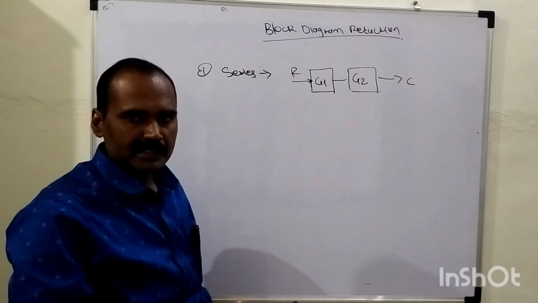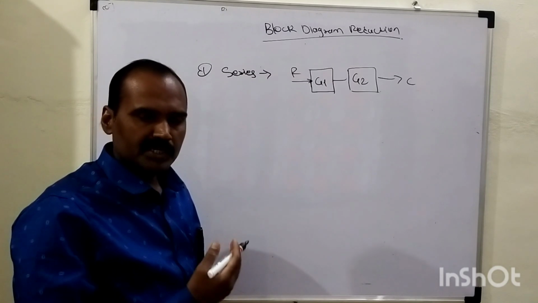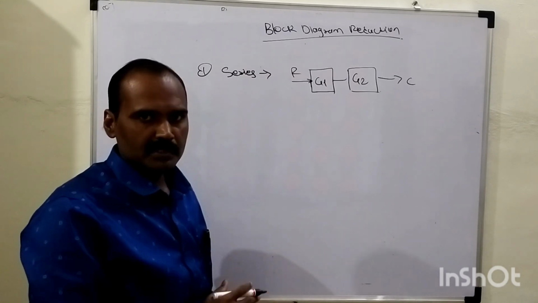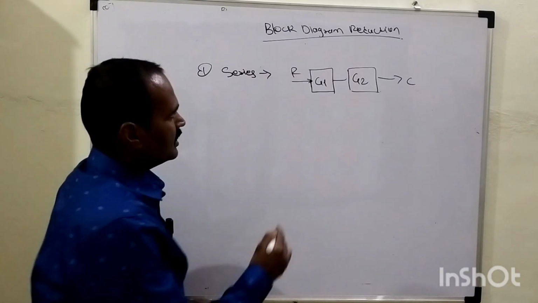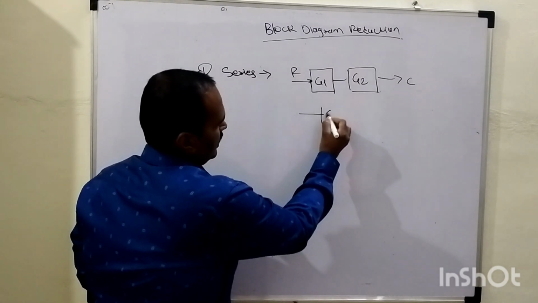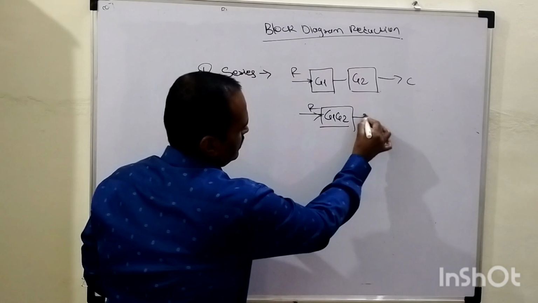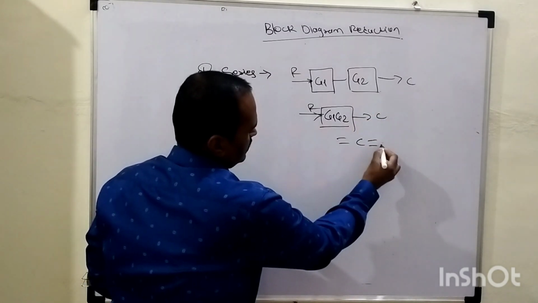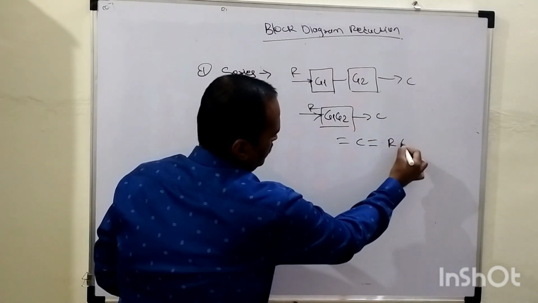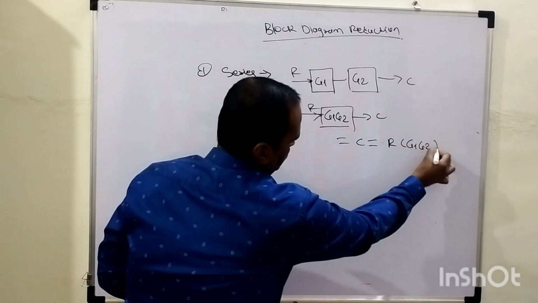Whenever they are connected in series form, we need to remember that their gains are multiplied with each other. As a result of multiplication, the overall gain becomes G1 into G2, between R and C. So here C equals R times G1 into G2.